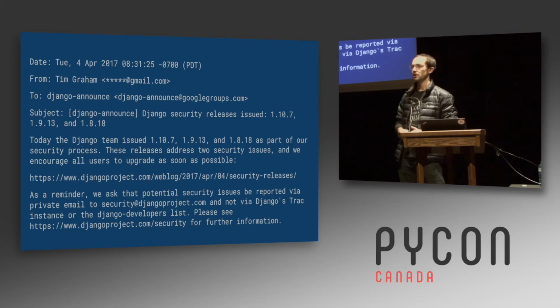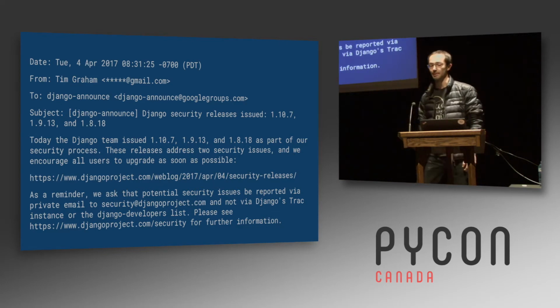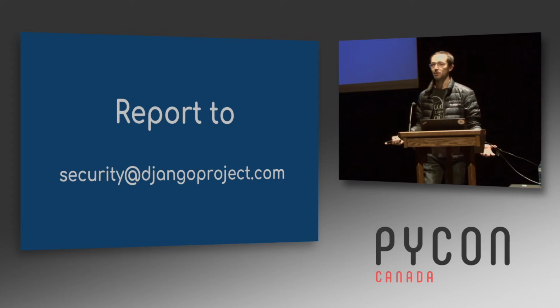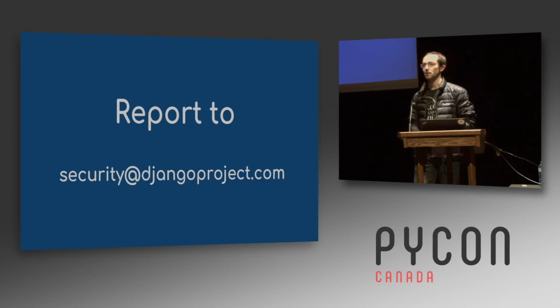Essentially, this is a notification email we send out when the Django team releases a new security release. And this talk today is about how we get to the point that we can send out such an email. And it all starts with a reporter sending an email to the security@djangoproject.com security mailing list.